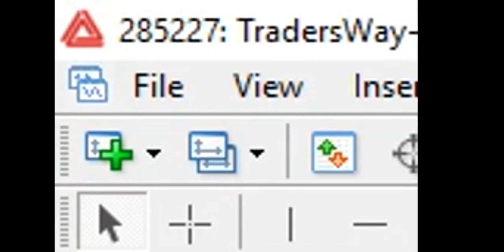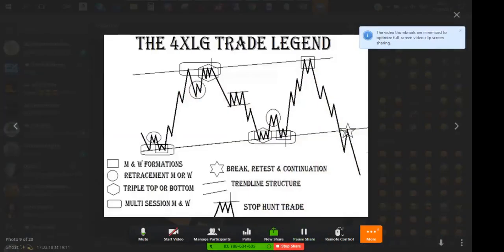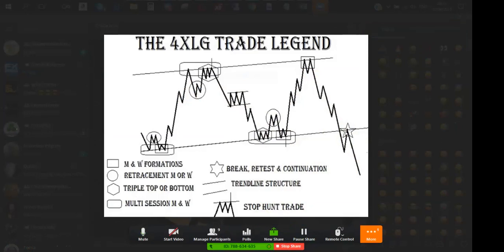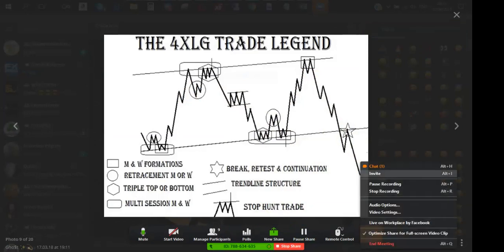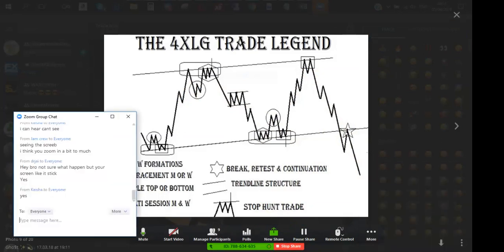Okay, so here we go. Can you guys see the photo on my screen? Is everybody seeing this photo? You seeing this XLG Trade Legend picture? Okay, good. This can show you quite a lot.